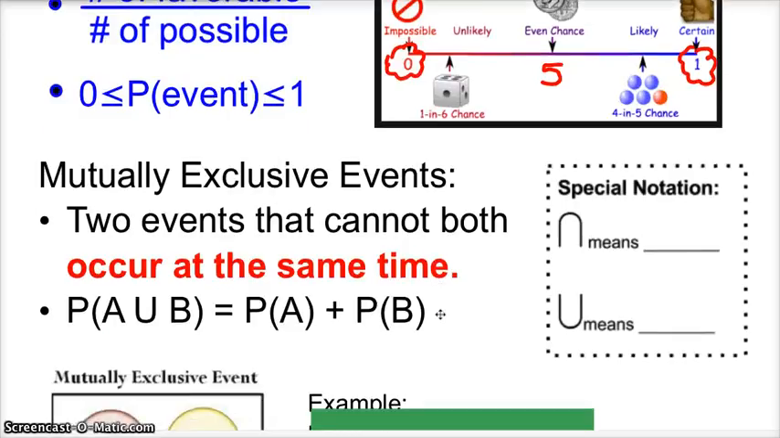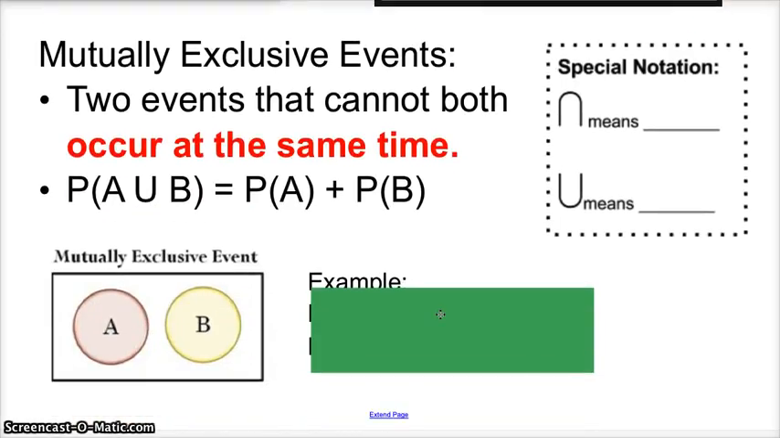Mutually exclusive events are events that cannot happen both at the same time. Look at my Venn diagram. If you notice, there's no overlap because these are two events that cannot both happen at the same time.